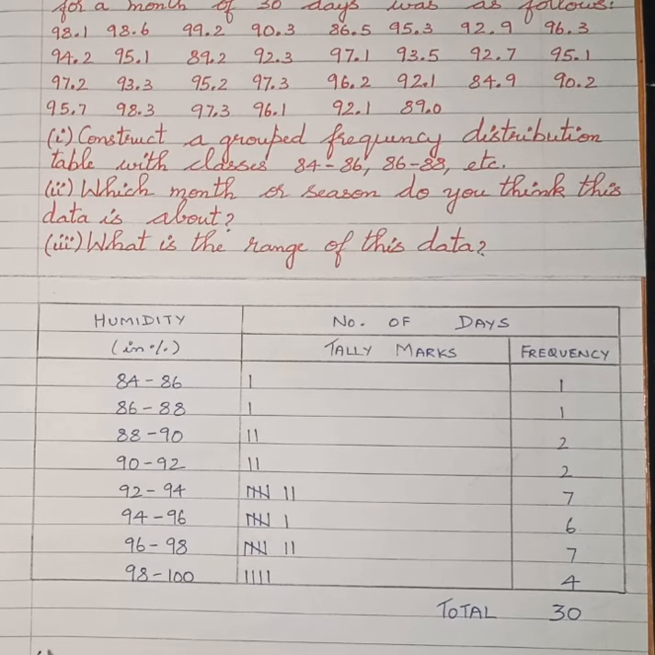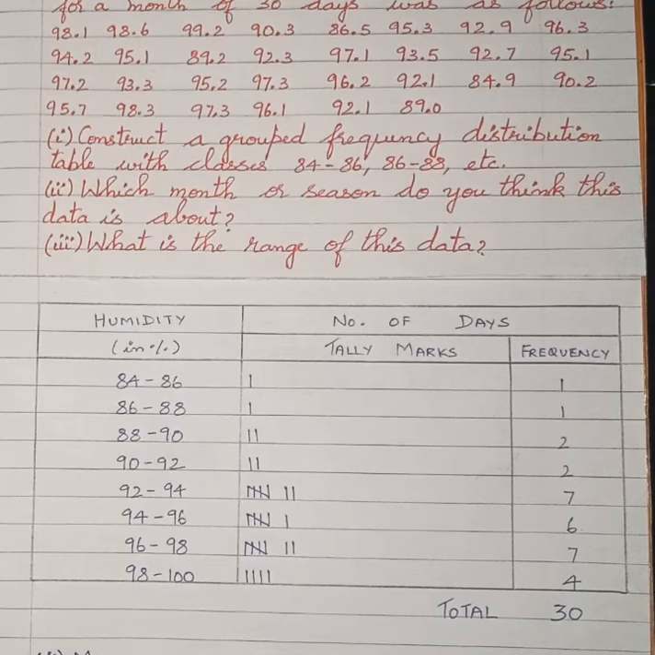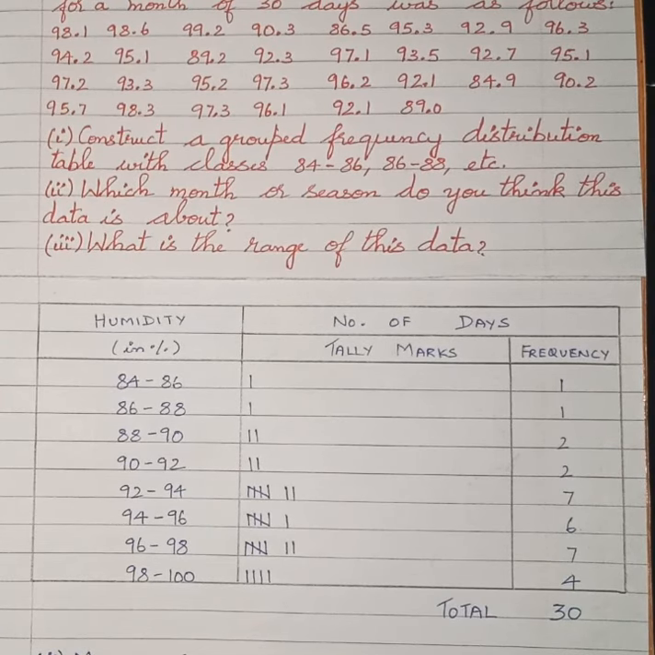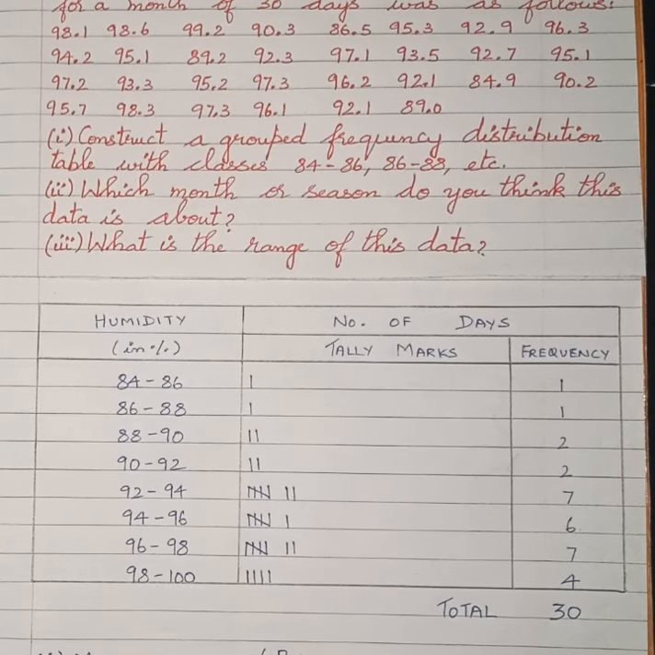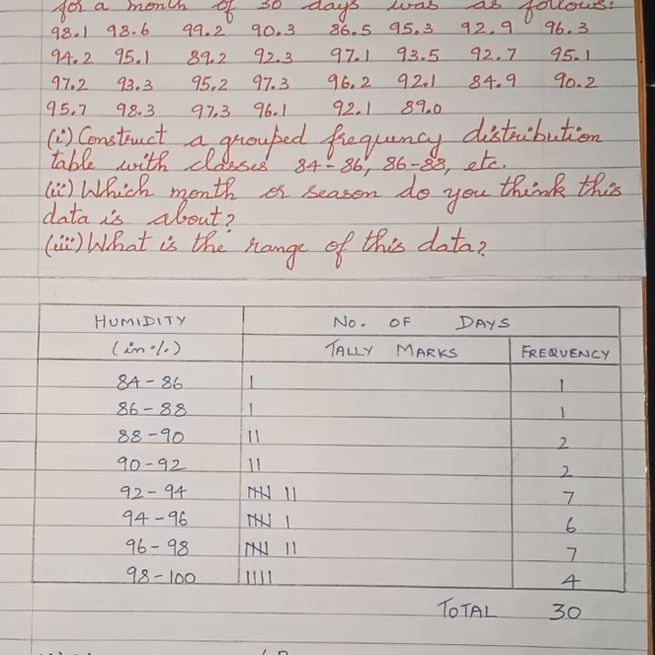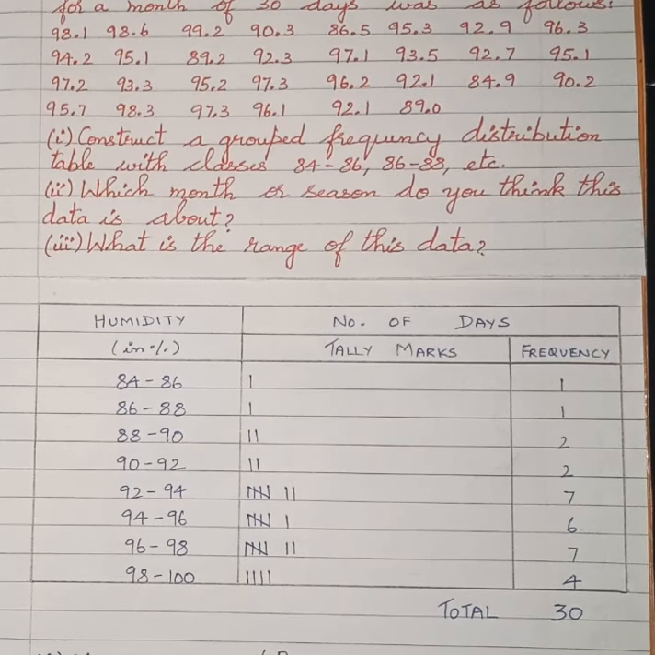So you can just write monsoon season, or you can also write rainy season, because in the rainy season humidity is more, that is the moisture content in the air is more.